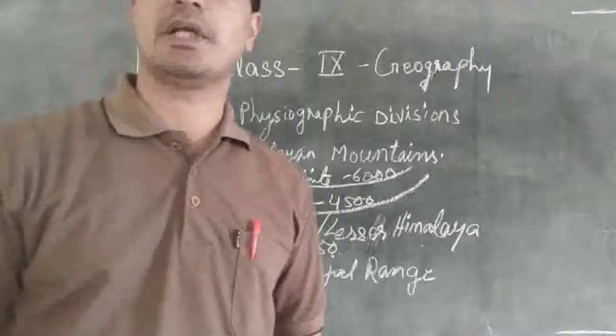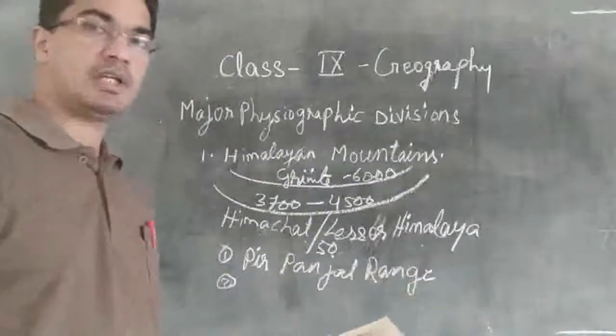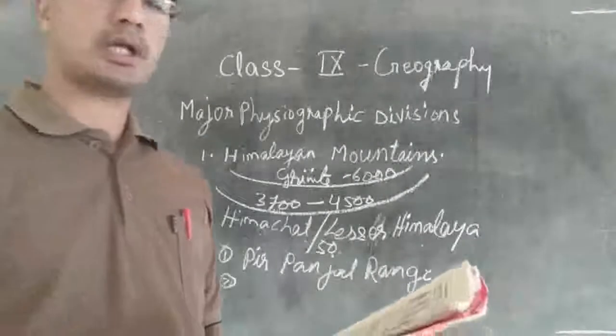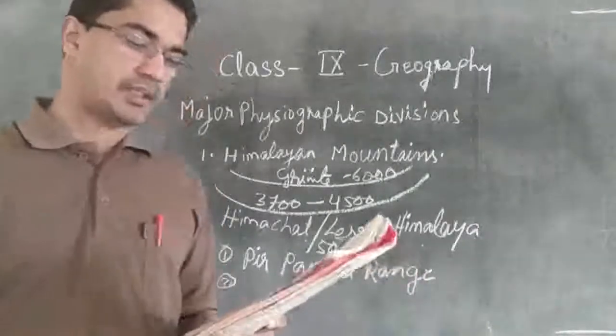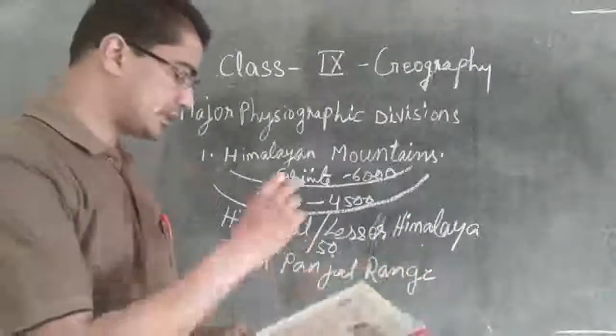Can you say the names of these three? First one is the Kashmir Valley, that is in Kashmir. Another one is Kangra. Another one is Kullu. So all these three valleys are falling in this second range.